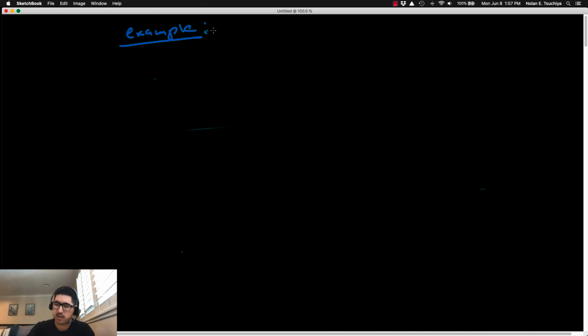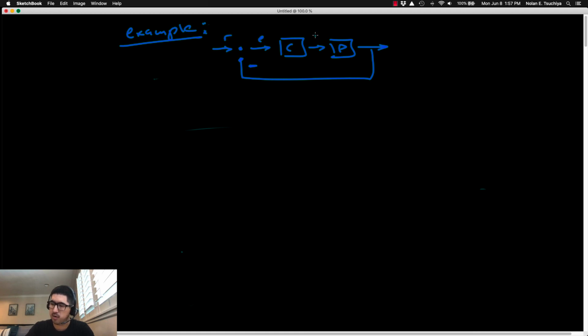Okay, so let's look at this example of how to apply the Routh stability criterion to do an actual control design task. Okay, so we're getting a little bit ahead of ourselves, but I think it's okay because what I want to do is emphasize the power of the Routh stability criterion for doing actual legitimate control design.